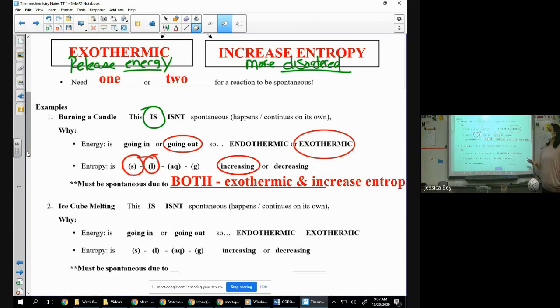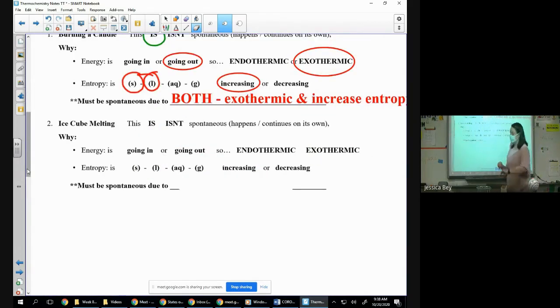Now let's show you one where maybe it isn't always the same. And then I'm going to let you practice a little bit. The ice cube melting. It's already doing its thing here. As you can see, the ones I already pulled out here. Is the ice cube melting on its own? Yeah, just put it there. It's melting. So is the ice cube melting a spontaneous reaction? It is.